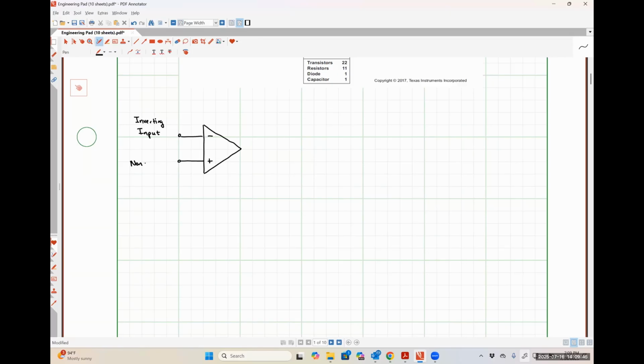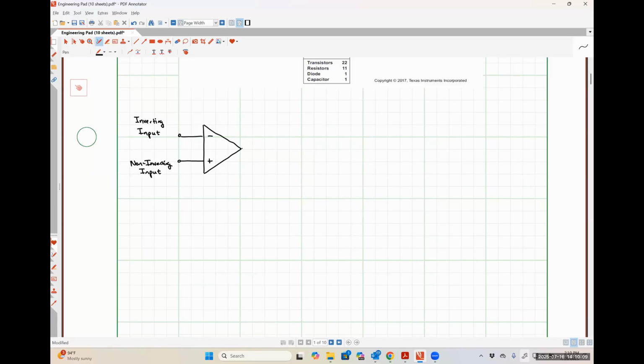Contrast that with the terminal that's attached to the plus sign. This is the non-inverting input. And so any input signal that we apply at the non-inverting input terminal maintains its polarity when it hits the output. So if we apply a positive signal at the non-inverting input, we get a positive signal at the output.